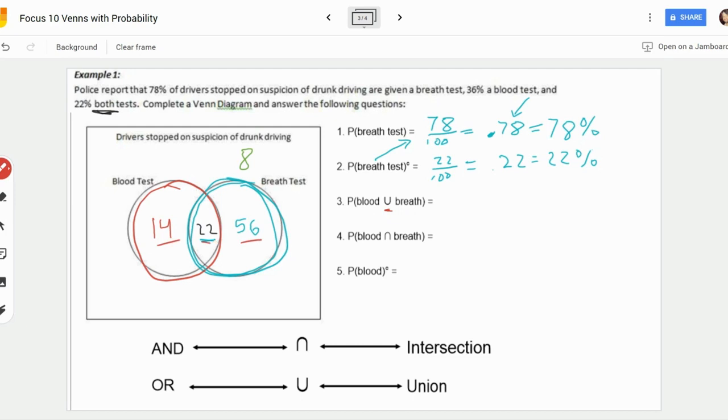If you watched the previous videos, that would be like someone asking if you want coffee, and they say, "Do you want cream or sugar?" That kind of means cream or sugar or both. So the "or" is inclusive. It includes the both situation. We'd add up all of those and get 92 out of 100, or 0.92, or 92%. So "or" includes all three regions. For the blood and breath, to fit this criteria, it has to strictly be both. That's easier because it's always just the one in the middle, so that's 0.22.